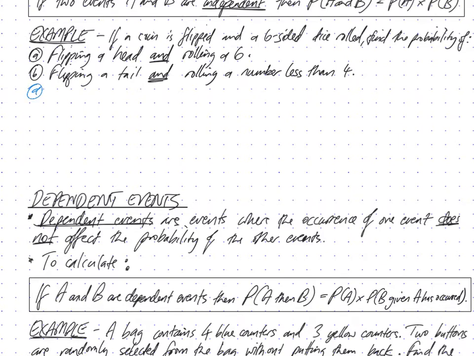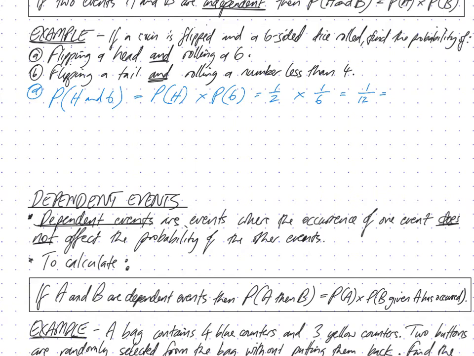So let's answer A first. What's the probability of flipping a head and rolling a 6? That is going to be the probability of flipping a head times the probability of a 6, which is the probability of a head is a half, 1 out of 2, times the probability of rolling a 6, 1 out of 6. So 1 half times 1/6, that's going to be 1 times 1, 1, over 2 times 6, 12.